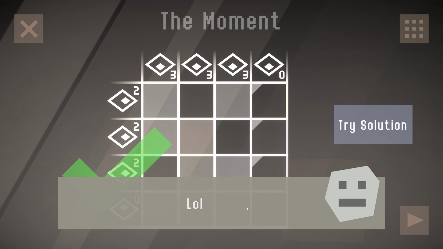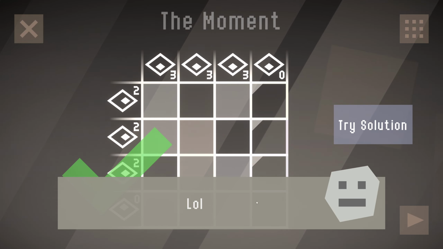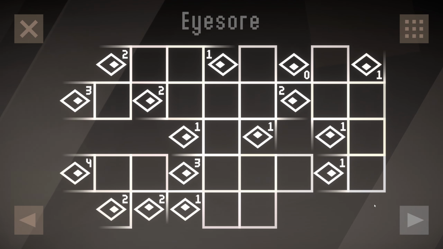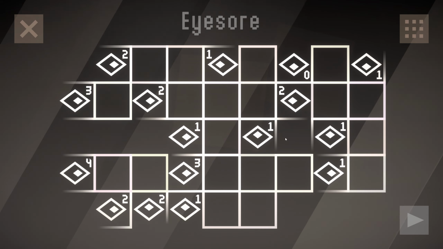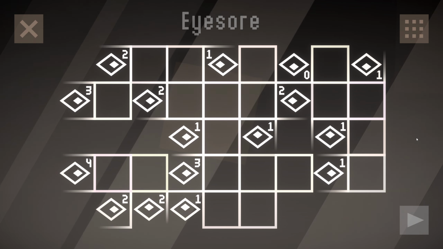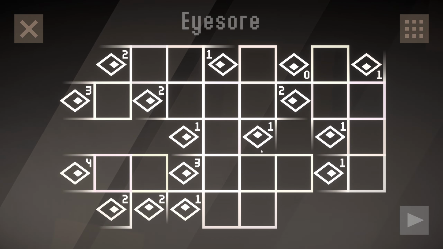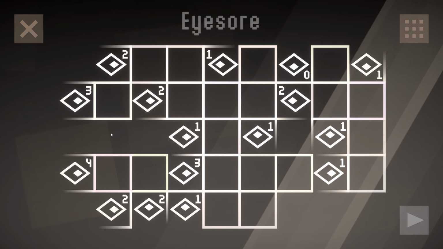LOL. Developers being a dick. It's so rude. Jesus wept. What are you doing to me? Eyesore. So we've got full lines, faded lines, and no lines. So what counts for what?